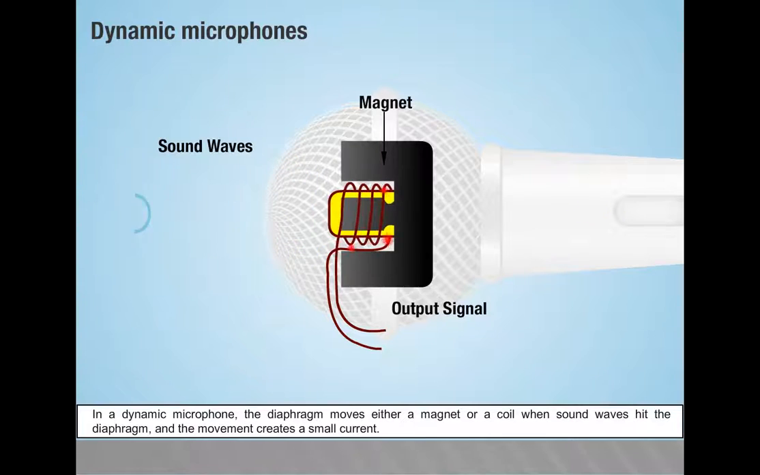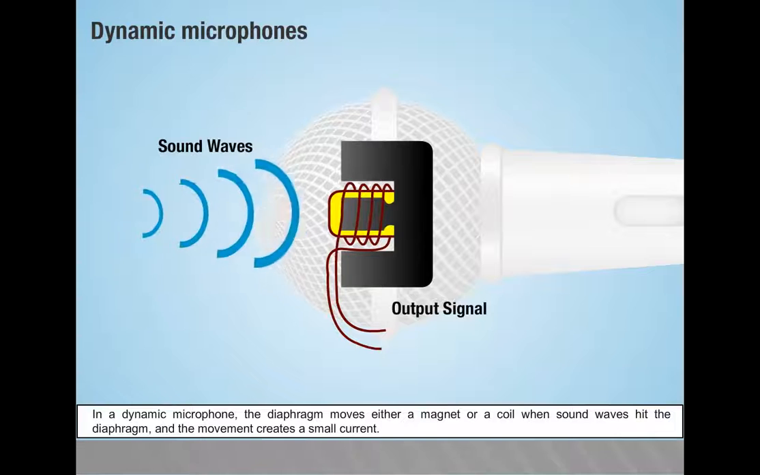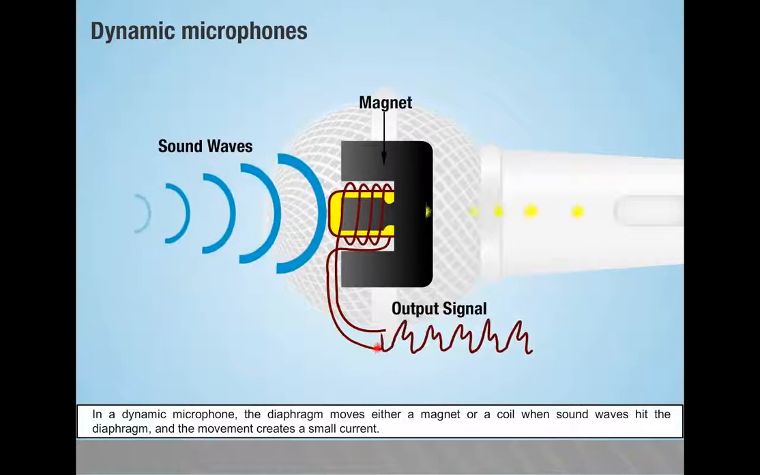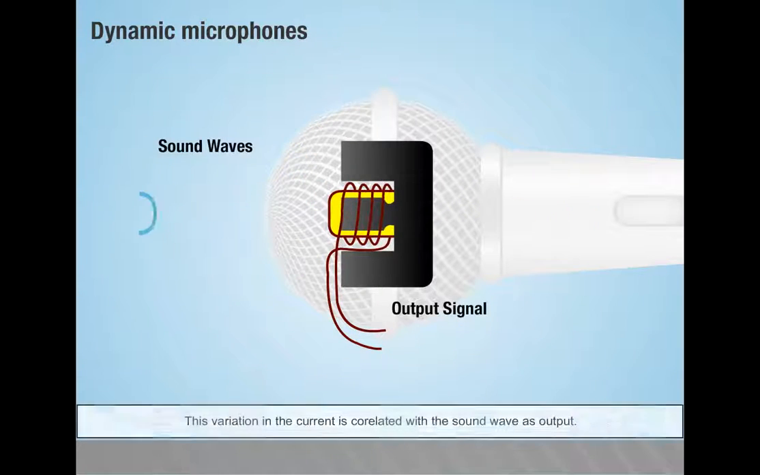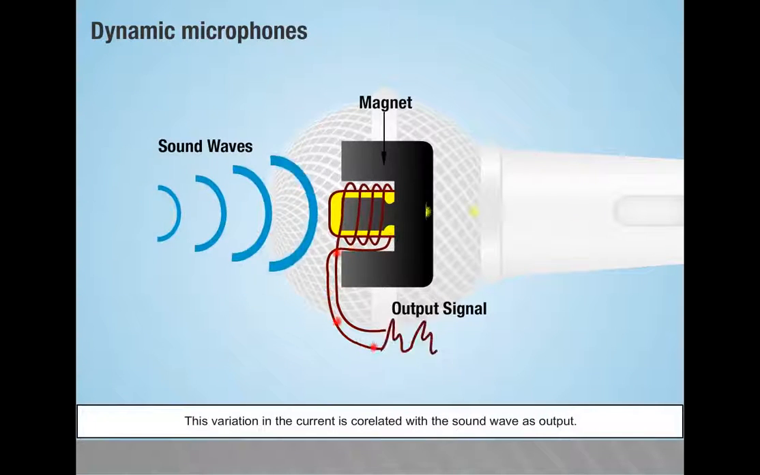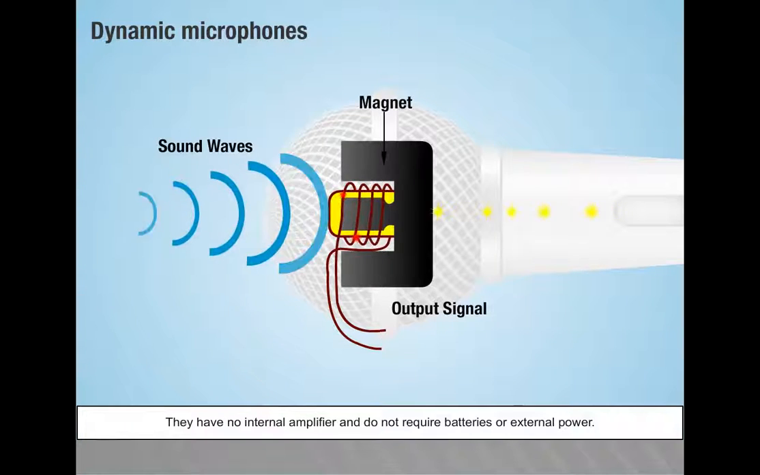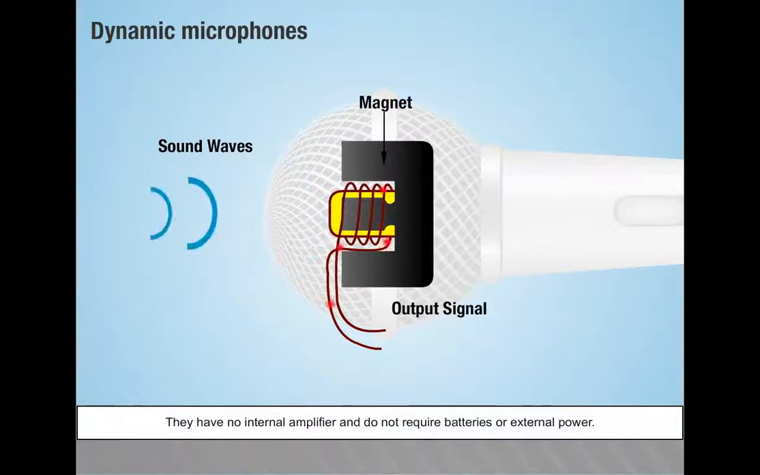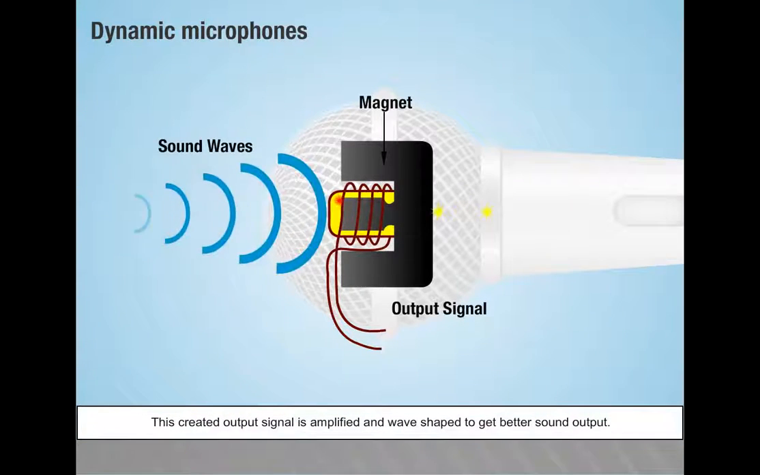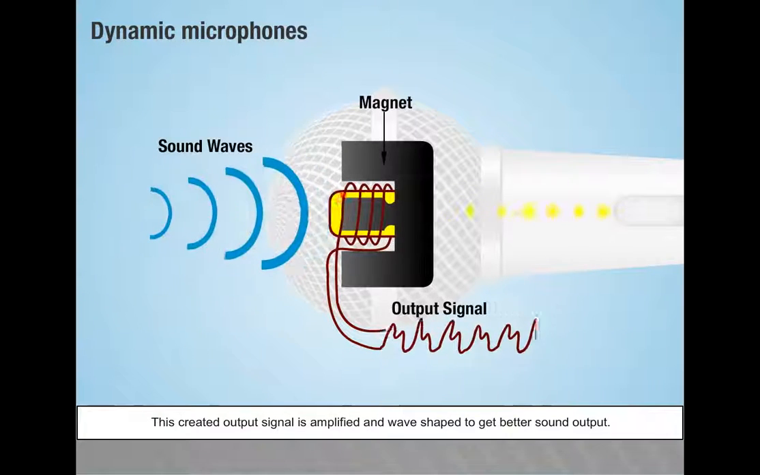In a dynamic microphone, the diaphragm moves either a magnet or a coil when sound waves hit the diaphragm, and the movement creates a small current. This variation in the current is correlated with the sound wave as output. They have no internal amplifier and do not require batteries or external power. This created output signal is amplified and wave-shaped to get better sound output.